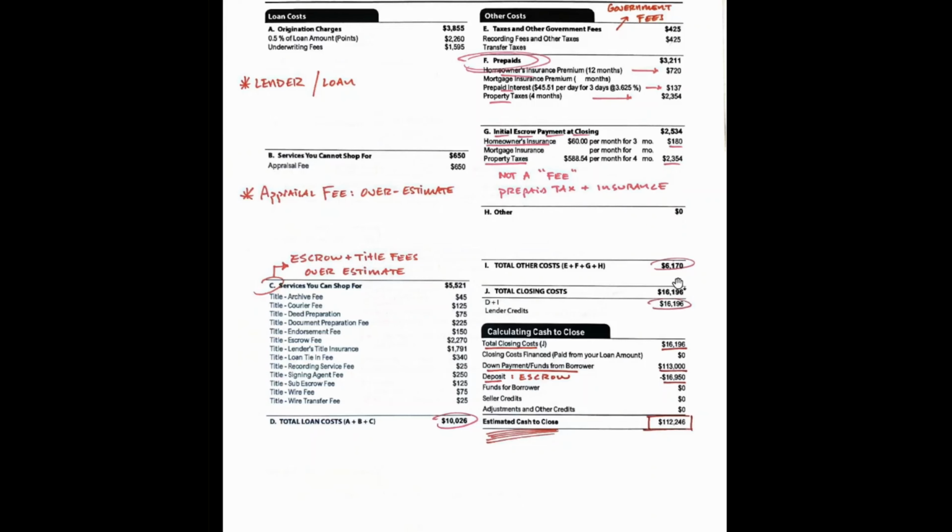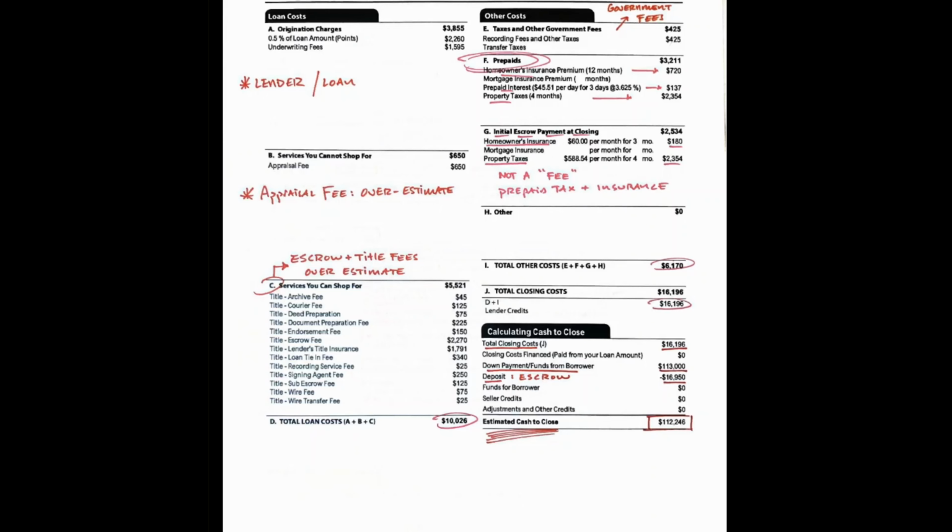So the total closing costs, including recurring and non-recurring, is $16,196. That's shown again here. We said the down payment was $113,000. So we have a deposit here. The deposit, which is the earnest money deposit into escrow, is $16,950. It's typically due within a couple of days of offer acceptance. It's typically 3% of the sales price, and that is deposited into escrow and applied towards your down payment.